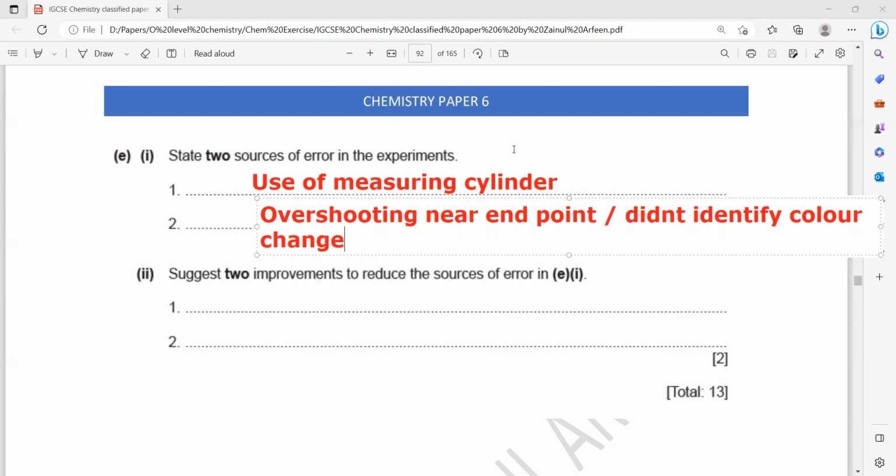Because in these experiments, what usually happens when we are carrying out a titration is that with the burette we open the tap. What might happen is, instead of adding drop by drop when the color is getting lighter, paler, the student just opens the tap for a longer period of time. So that will be overshooting.